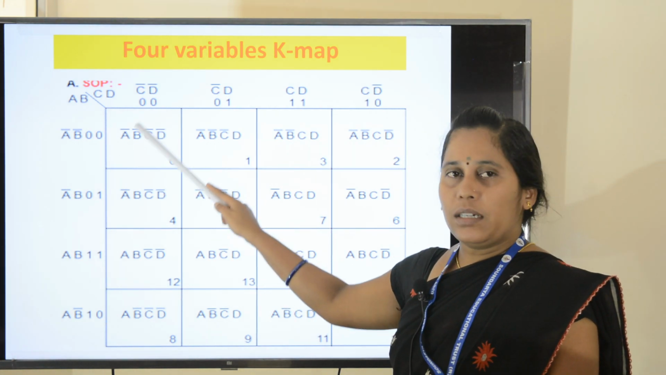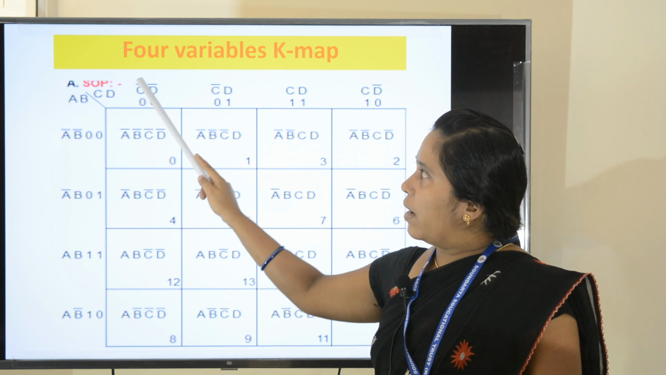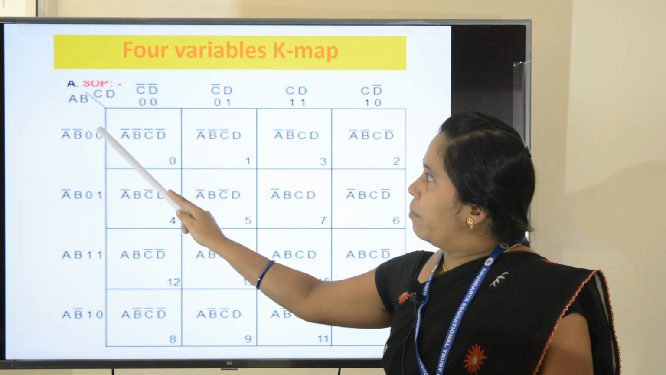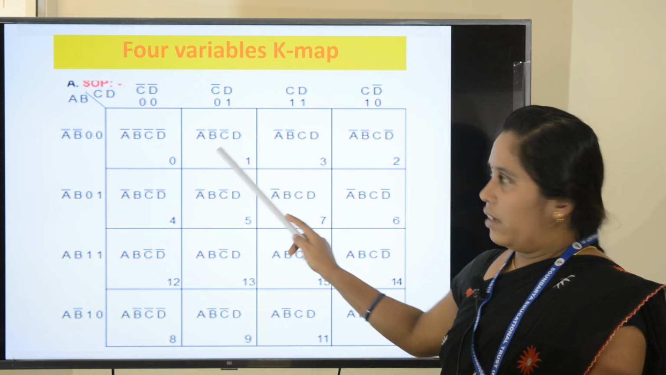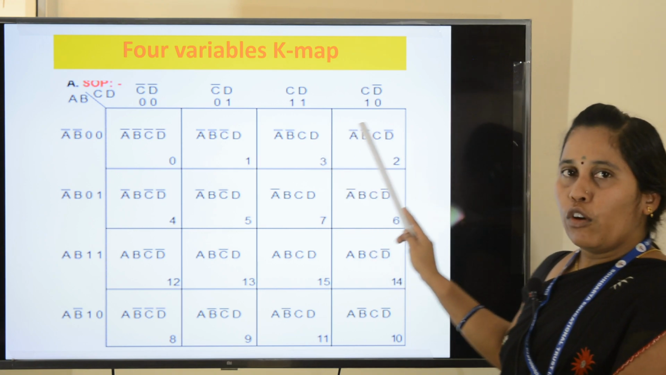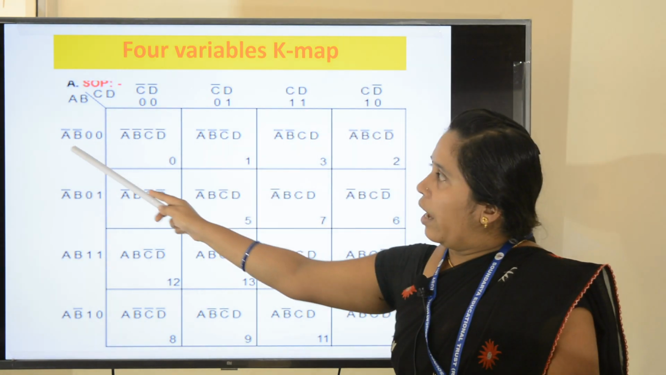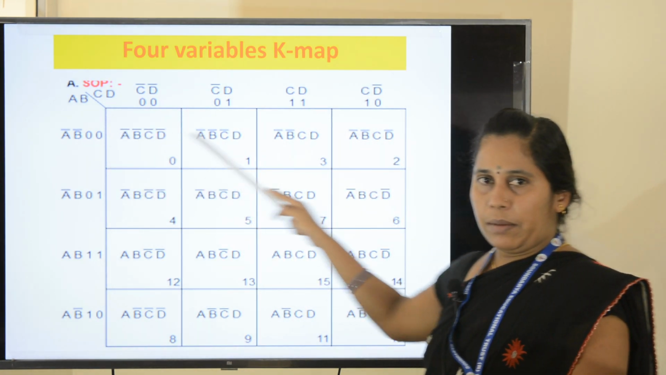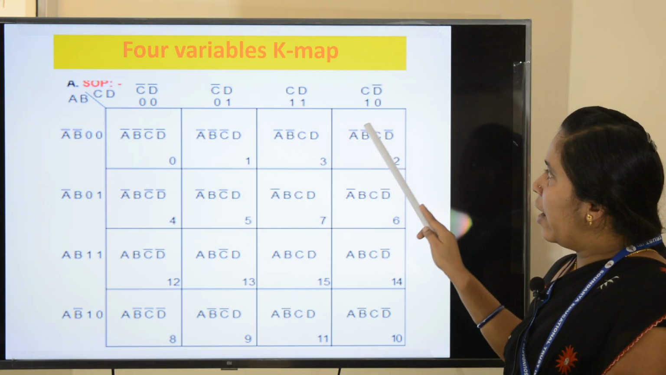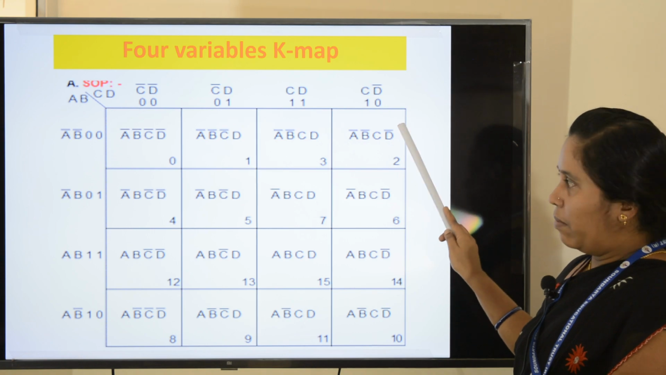Each cell is filled by a particular product term or minterm. The first minterm is A bar B bar C bar D bar. The second minterm is A bar B bar C bar D. The third minterm is A bar B bar C D. The fourth minterm: the row is A bar B bar and the column is C D bar. So that is A bar B bar C D bar.